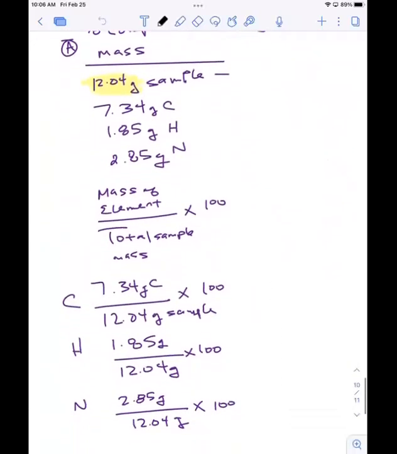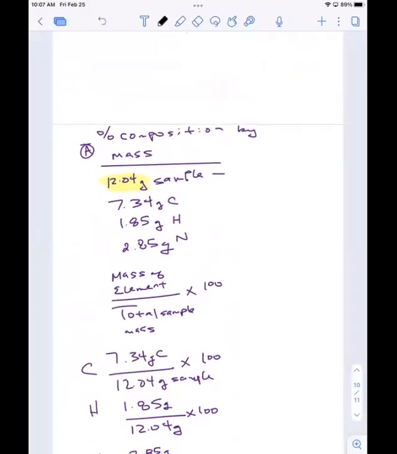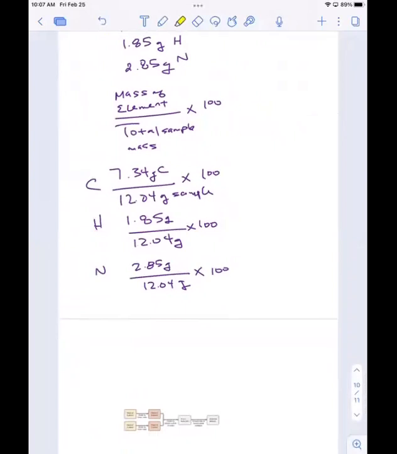We said we have a 12.04 gram sample that contains 7.34 grams of carbon. Notice that the masses have to add up to the mass of the sample: 7.34 grams of carbon, and then 1.85 grams of hydrogen, 2.85 grams of nitrogen. And the way you calculate the percent composition, which is what this example is dealing with, is simply taking the part over the whole. It's like a fraction. You take 7.34 and divide it by the whole mass, which is 12.04, multiplied by 100.